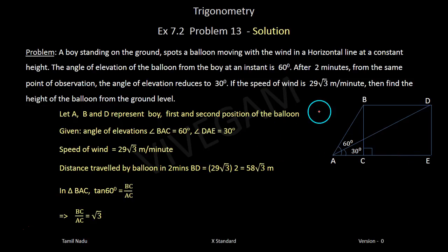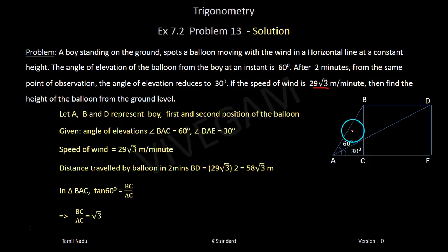Now, the speed of the wind is given as 29 root 3 meters per minute. Initially he saw the balloon here, and after 2 minutes he is seeing the balloon here. That is when the angle of elevation changes from 60 degrees to 30 degrees. What is the distance traveled? BD is speed into time, because the balloon travels at the speed of the wind. Whatever the wind speed is, that is the speed of the balloon. So the distance traveled by the balloon in 2 minutes is speed into time. So 29 root 3 into 2. Probably I should write the formula here, distance equals speed into time. That will be useful. So 29 root 3 into 2 is 58 root 3 meters. Now, that part is done.